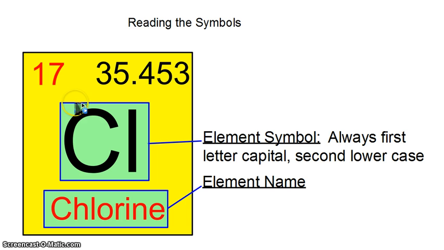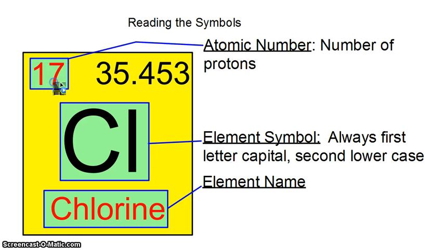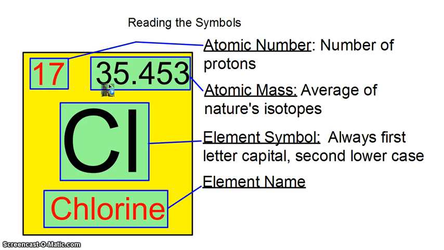The other important information that's on the periodic table is the atomic number, which we've already dealt with, and that is the number of protons the element has, which is unique to each element. So chlorine is atomic number 17. And then the atomic mass, which is the average mass of all the isotopes of chlorine.